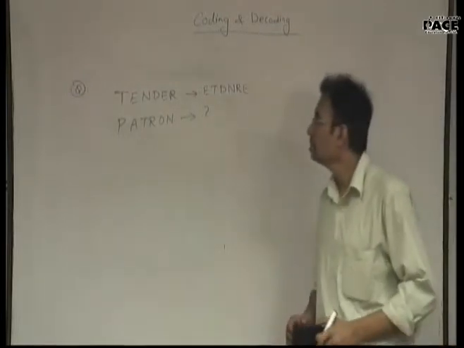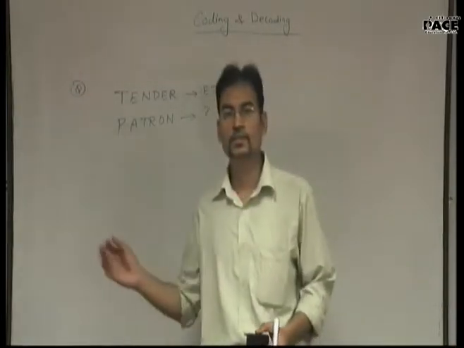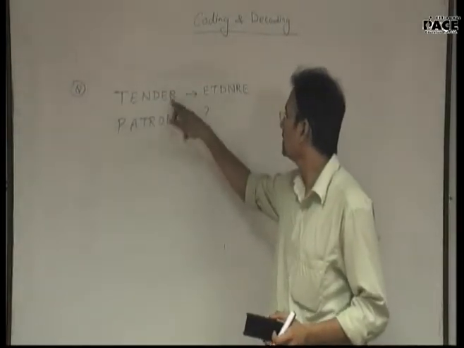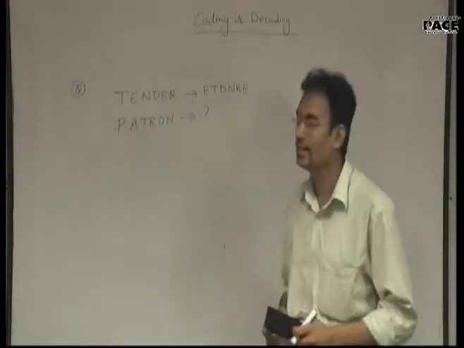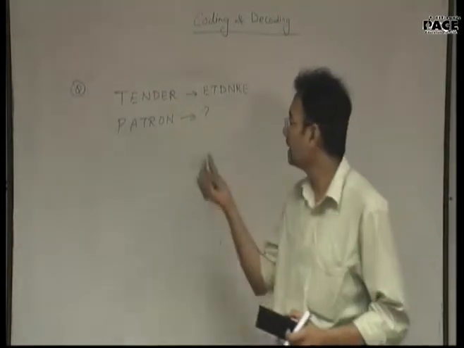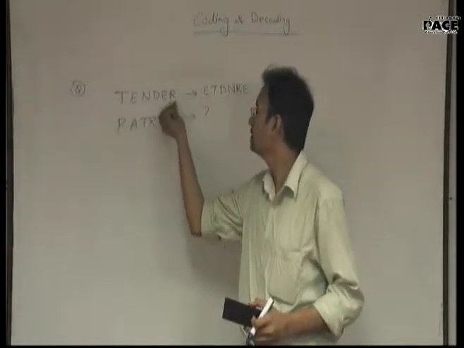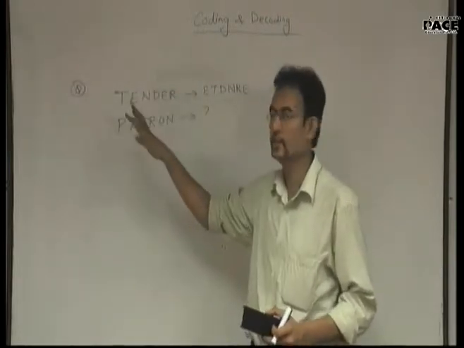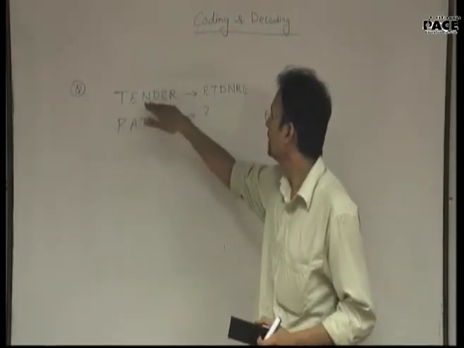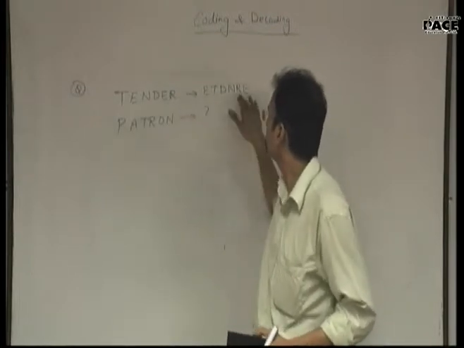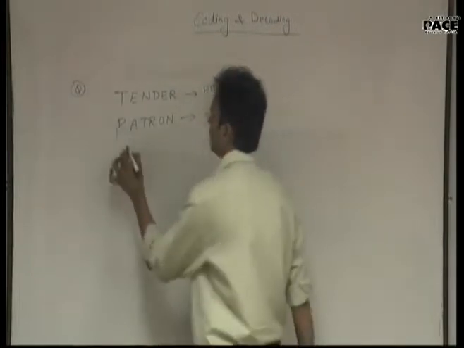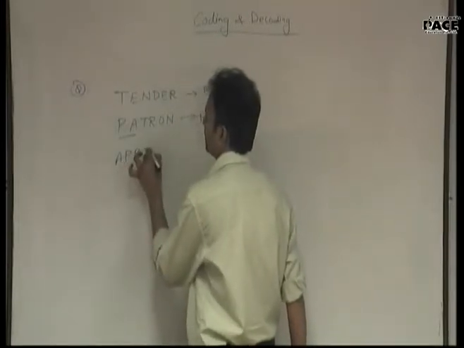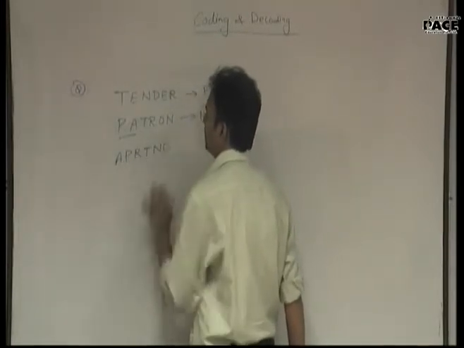Now, in this question, with simple observation, we can find that this tender is written as ET, D and RE, that is, two letters are interchanged. T is interchanged with ET, they are interchanged in themselves, D and RE. Similarly here, it will be AP, RT, NO.